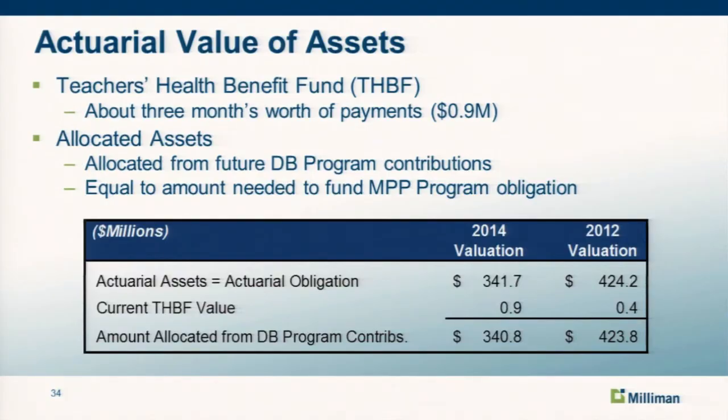As I said, the THBF holds monies that get used to pay the premiums, but at this point, it's basically on a month-to-month basis that contributions go into the THBF and they immediately go to the benefit. So it's really not a significant piece. It's only about $0.9 million. So you see the $342 million actuarial obligation, about $1 million in assets. So the $341 million is what we had in the DB program valuation.